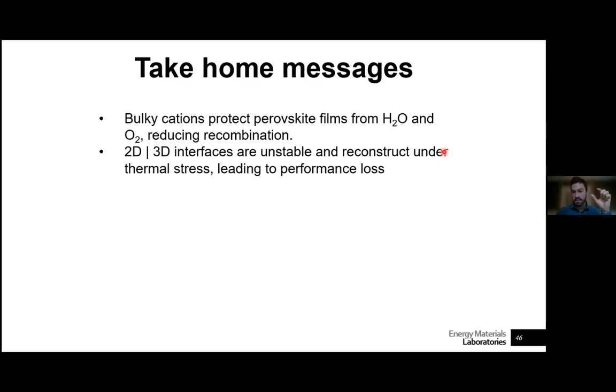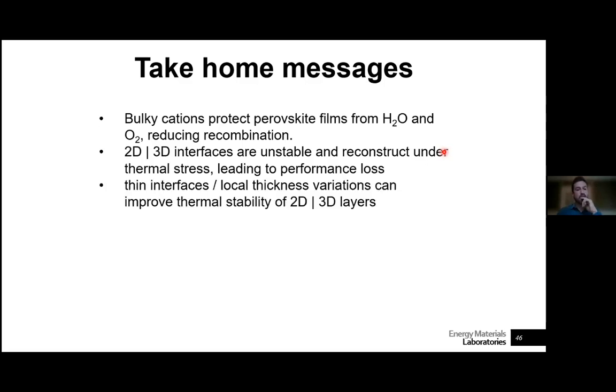The interfaces of 2D/3D perovskites, even though pure 2D might be stable, these interfaces are not, and are subject to a continuous evolution in structure under thermal stress, which can result in performance loss. And we can reduce the impacts of these drops in performance under thermal stress by making either thinner interfaces or benefiting from local variations in thickness of these 2D/3D layers.